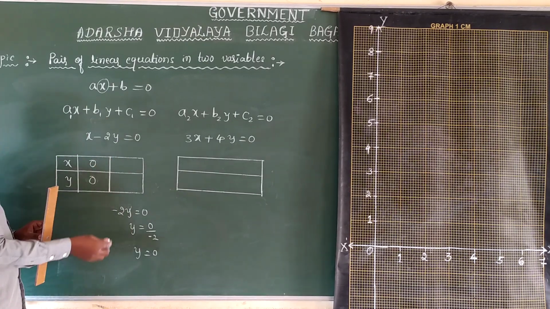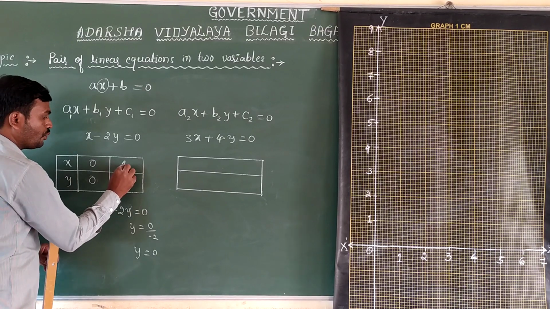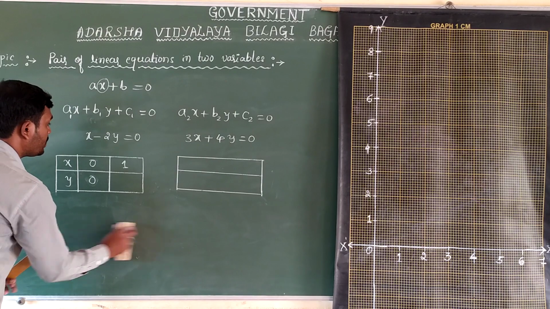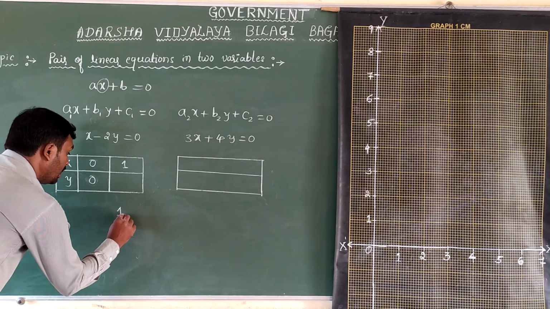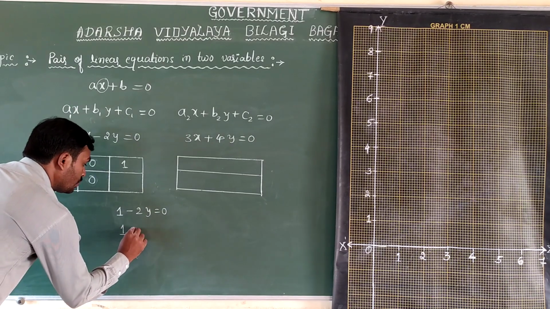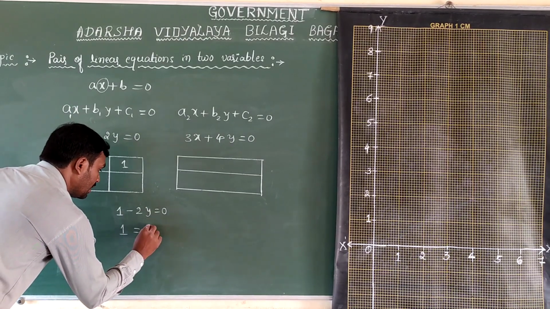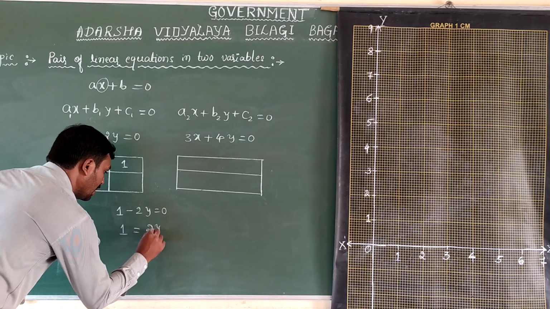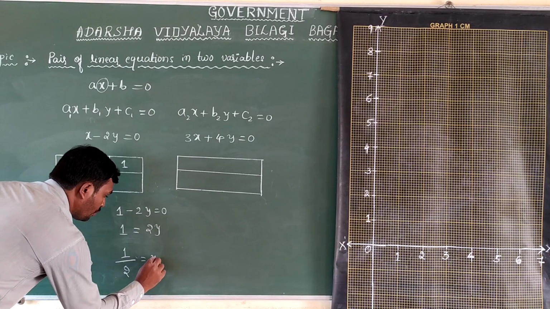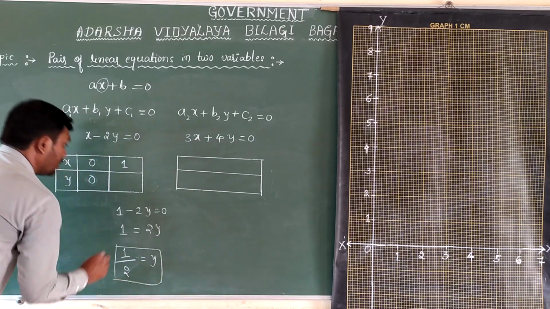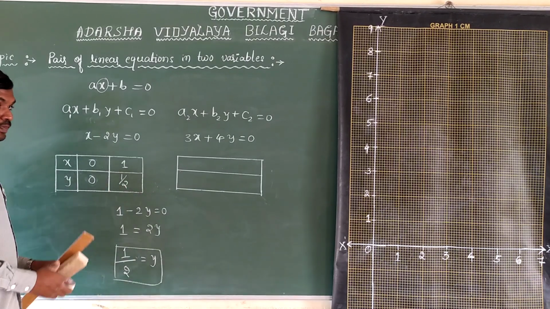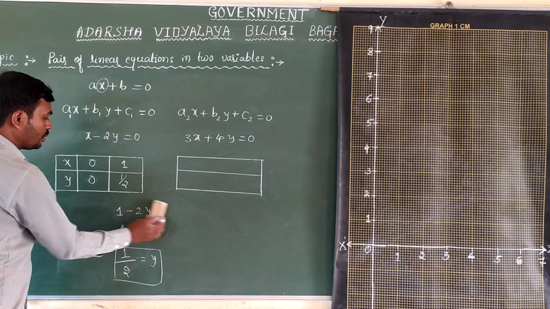Again, both come to the same point, so I will take x equals 1 here. If I take x equals 1, children, then it becomes 1 minus 2y equals 0. So 1 equals 2y, taking minus 2y to the right-hand side, it becomes plus 2y. So 1 divided by 2 is equal to y. This is the second point, children. So if x is equal to 1, then y is equal to 1 by 2.